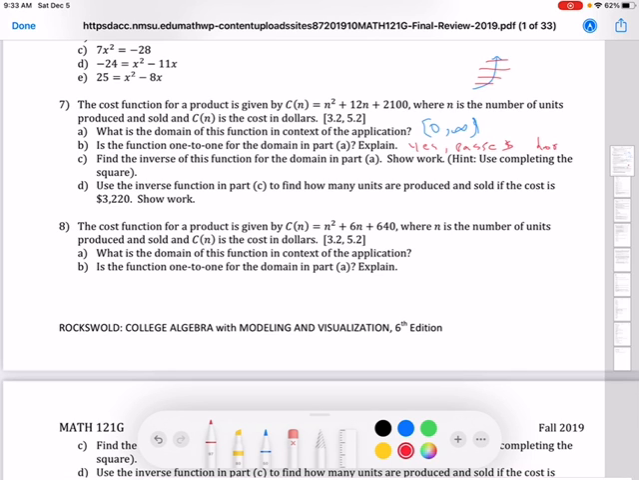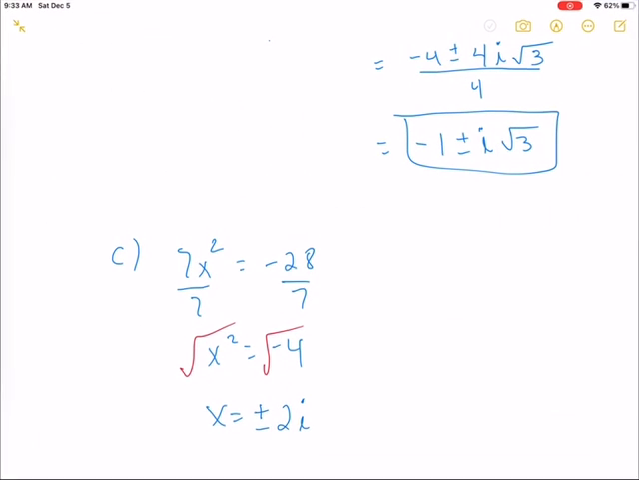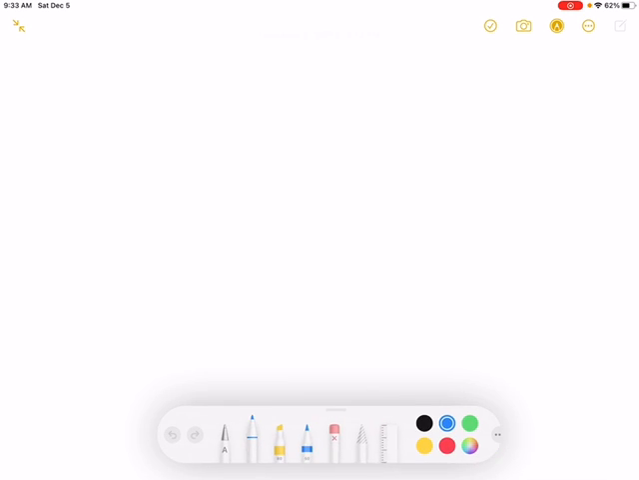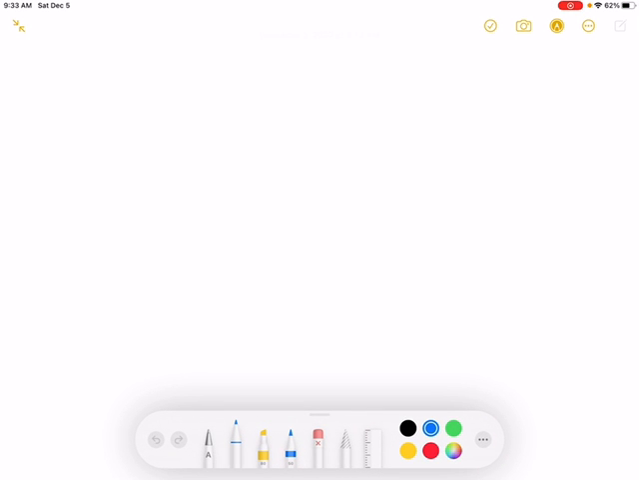It passes the horizontal line test. Okay. Now here comes the hard part. We need to find the inverse. And I'll show you how to do that. So again, let me go over here to notes. And let's get started on this one, okay? Now, instead of C of N, I'm going to write y equals, just for now.